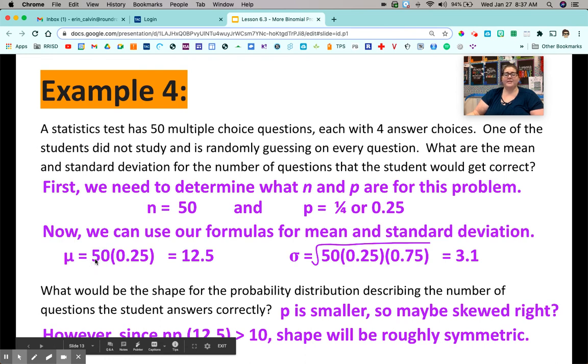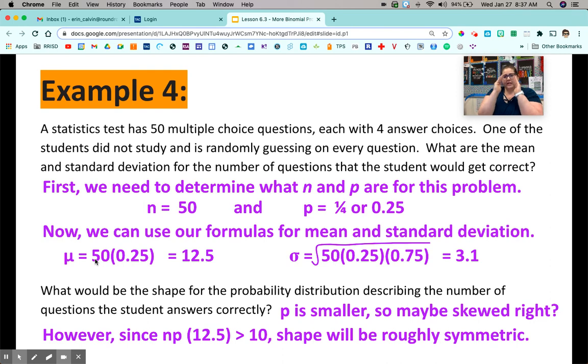Basically, this means our sample size is big enough that it's going to make all of those histogram bars kind of squished in, and it'll give me a nice little symmetric shape, even though our p-value is so low.